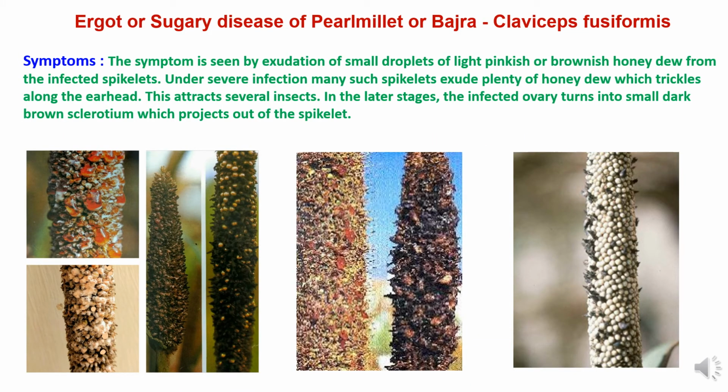Ergot or sugary disease of pearl millet or bajra, which is caused by the fungus Claviceps fusiformis. Now symptoms: the symptom is seen by exudation of small droplets of light pinkish or brownish honeydew from the infected spikelets. Under severe infection, many such spikelets exude plenty of honeydew which trickles along the earhead. This attracts several insects. In the later stages, the infected ovary turns into a small dark brown sclerotium which projects out of the spikelets.